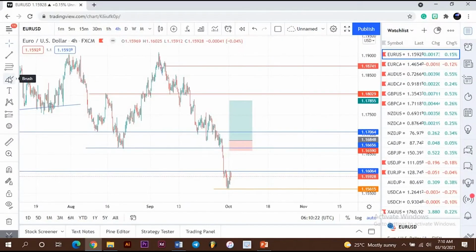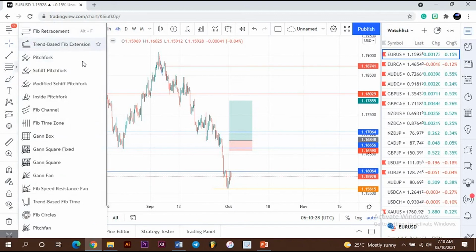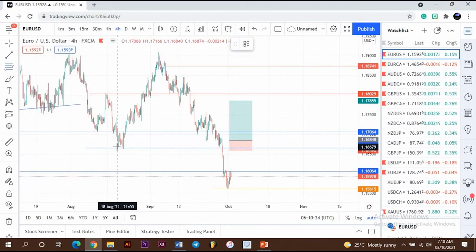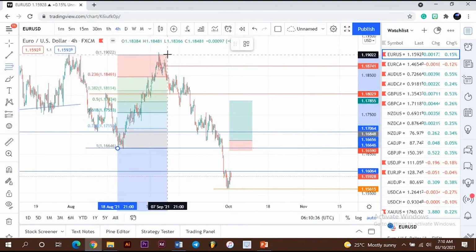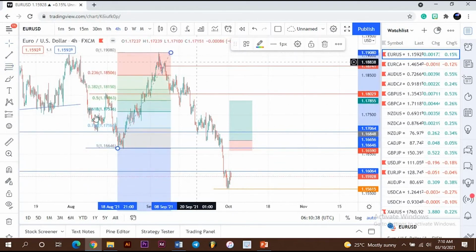So if you look at this TradingView, this is where our Fibonacci retracement tool is. If you click this, you see different Fibonacci tools, Fibonacci extension, Fib time zone, and all of that. But we'll just be dealing with our Fibonacci retracement tool for now. So this is your Fibonacci tool. And like I said, look at this level here. This is 0.236, the level I was talking about. This is 0.382, another retracement level I was talking about.